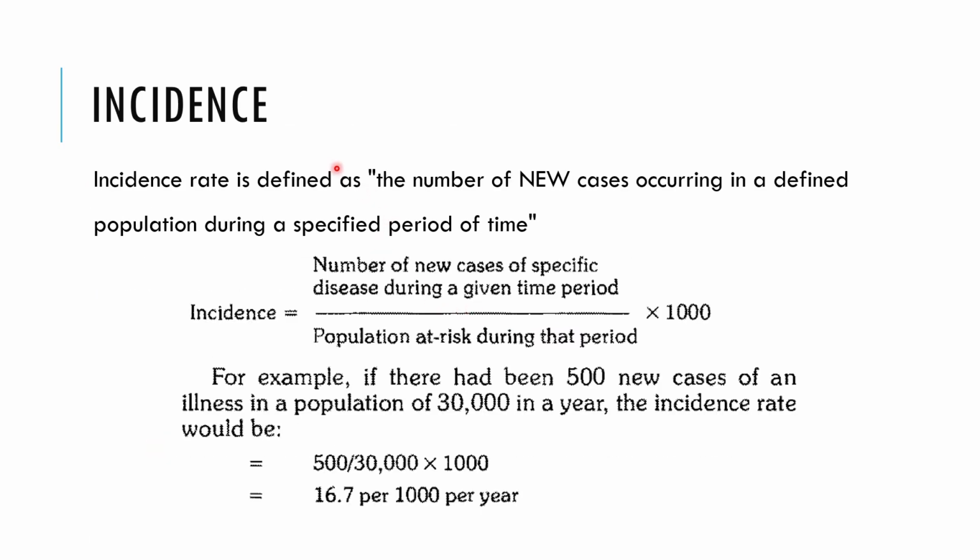Let's take a look at incidence. It is a rate that is defined as the number of new cases occurring in a defined population during a specified period of time. Now, important words to remember here are defined population, specified period of time, and the new cases. So the formula is the new cases.